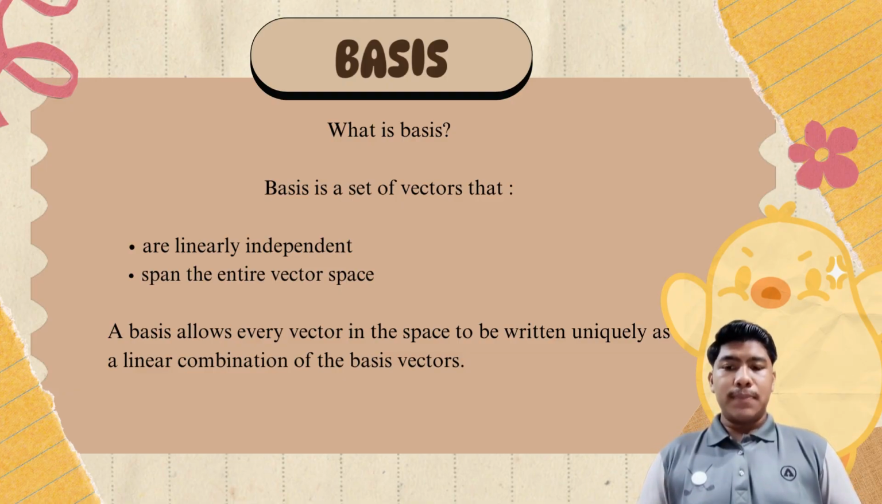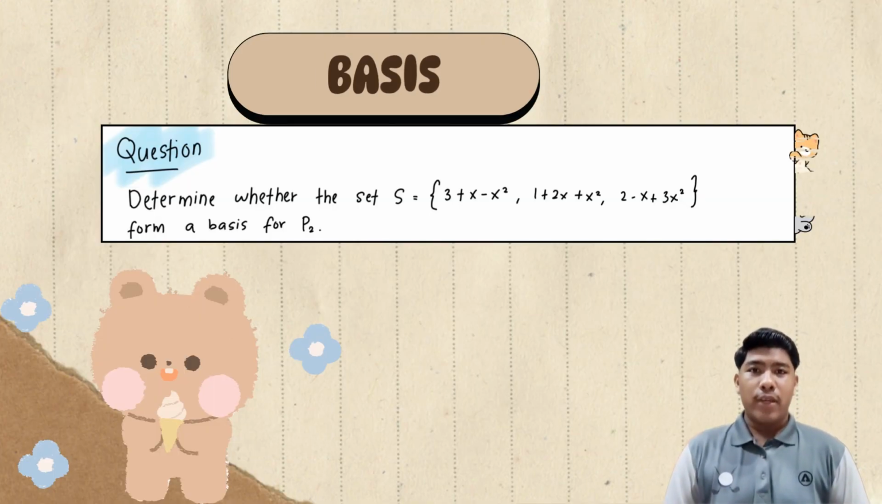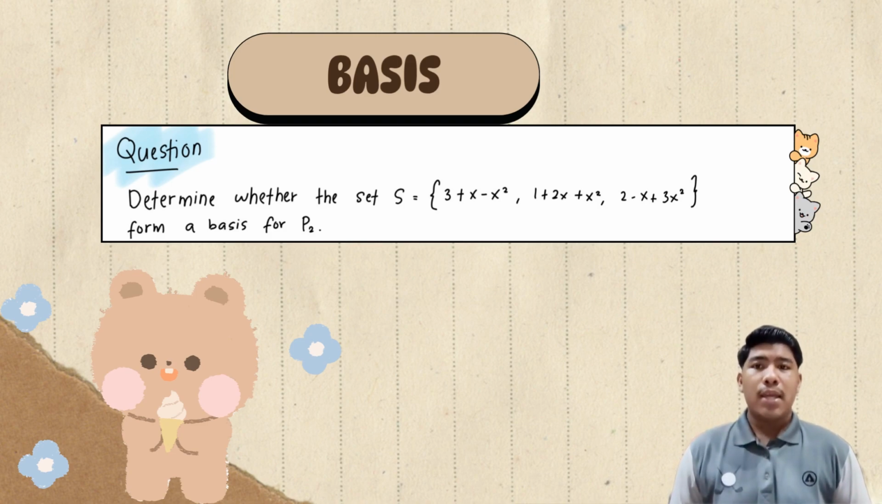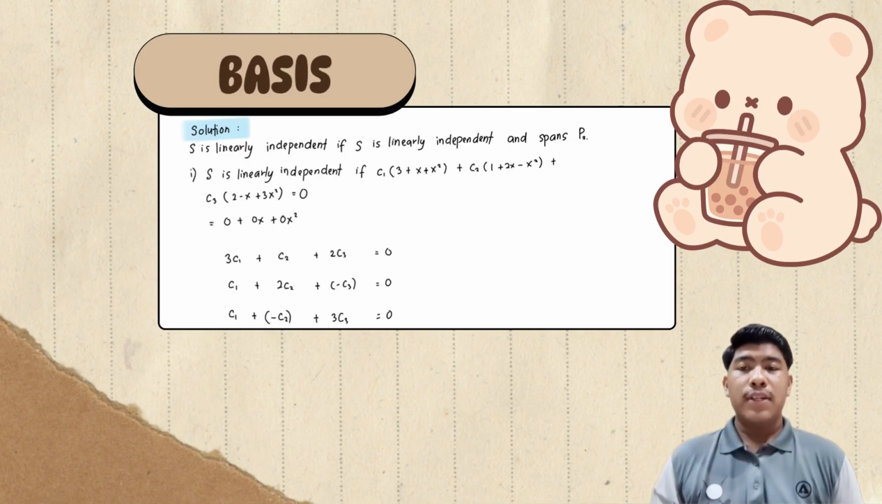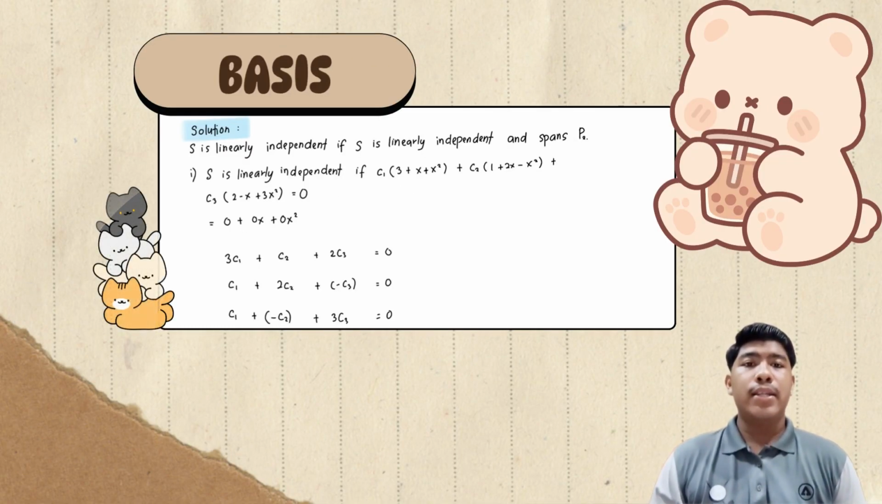This is the question given. We are asked to determine whether the set, which consists of these three polynomials, forms a basis. To answer this question, we need to prove that the set is linearly independent and that it spans. First, we check whether the set is linearly independent. We assume that the linear combination of the three polynomials is equal to the zero polynomial.